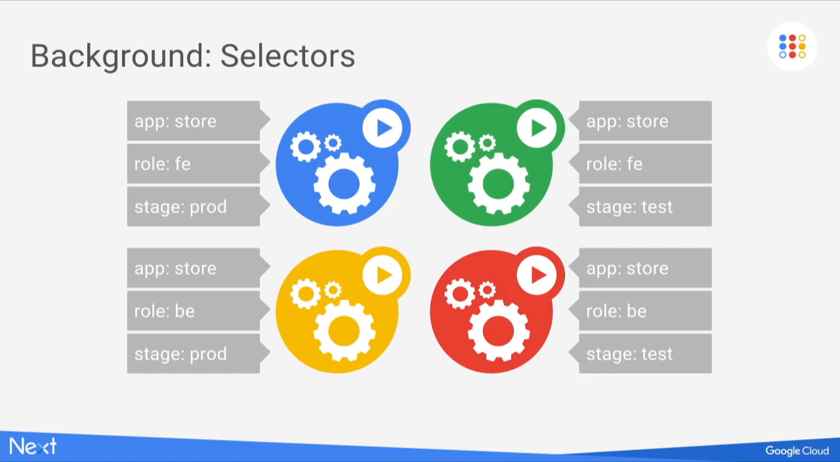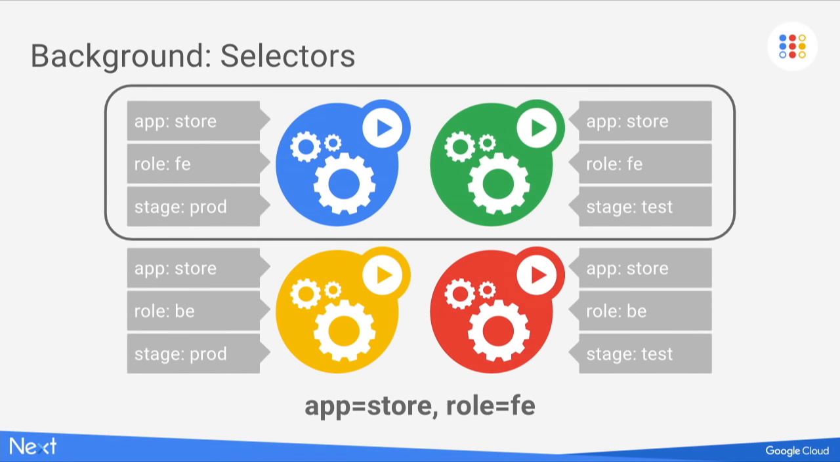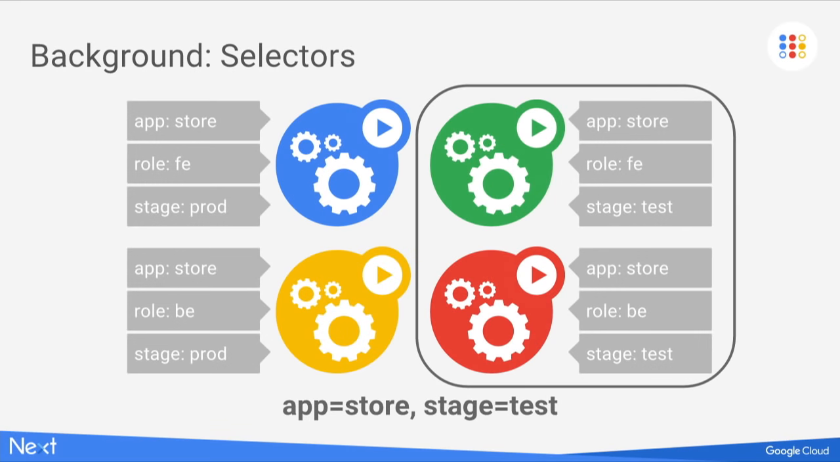So a quick example of a selector. Imagine I've got my application here running. They're all part of my store, but I've got some front ends, and I've got some back ends, and I've got some production services, and I've got some test services. So I can select with a very simple selector all of my store pods that are part of the front end, but I could also select all of my store pods that are part of my testing, right? So you can see here how I can select it any way I want. Now I could add another label, and I could add another dimension of selection, right? And you can do this arbitrarily however you need to do to manage your applications. So similarly, I could just select the whole thing.